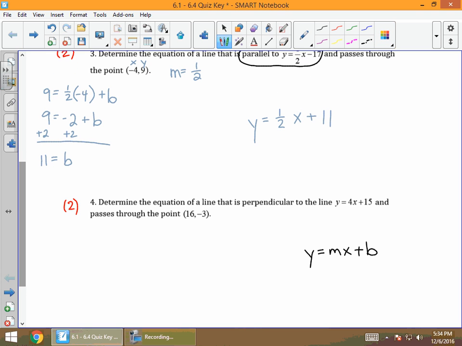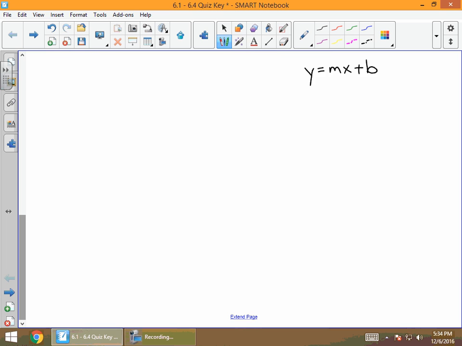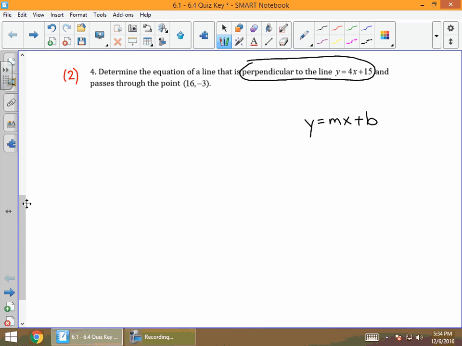Question number 2 is almost exactly the same, so I'm going to just steal some stuff here. y equals mx plus b. What's now given to me? Well, now I know it is perpendicular to that line. What does that mean? Perpendicular means that the slope has to be an opposite reciprocal. So my slope here, instead of positive 4 over 1, has to be negative 1 over 4. That is an opposite reciprocal.